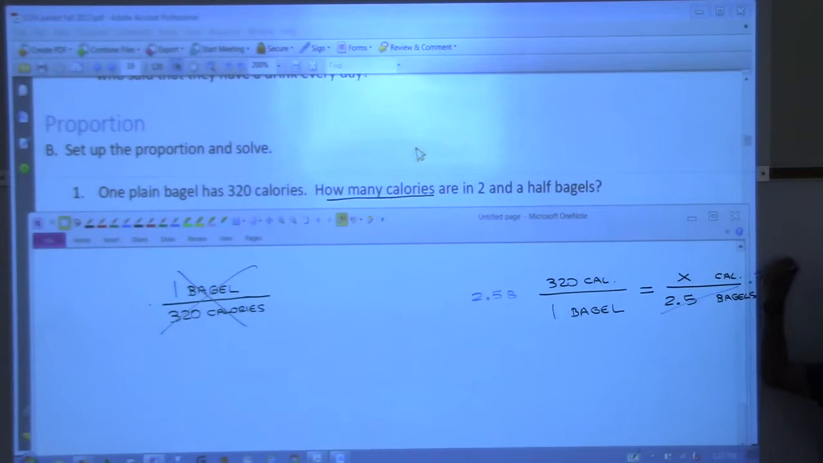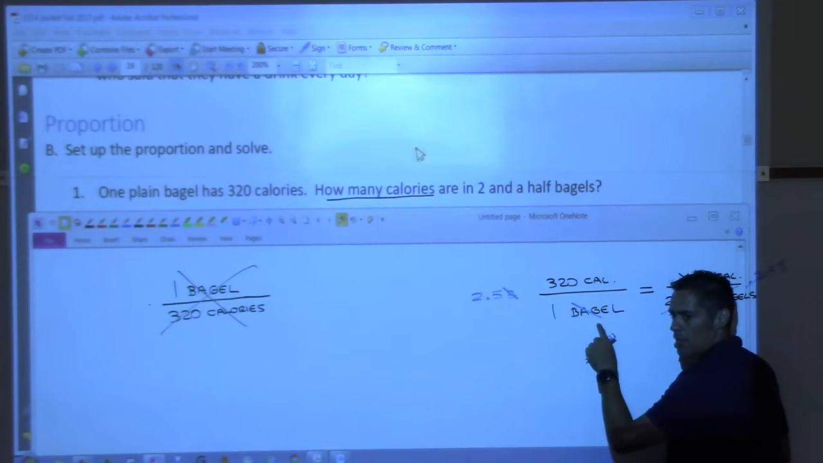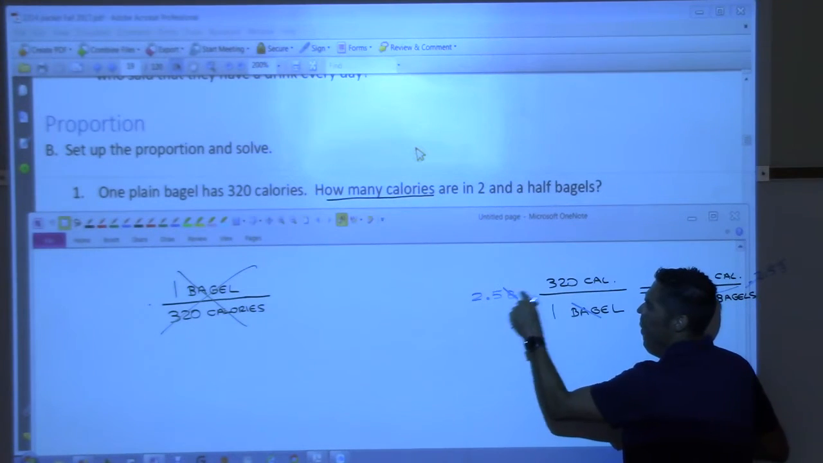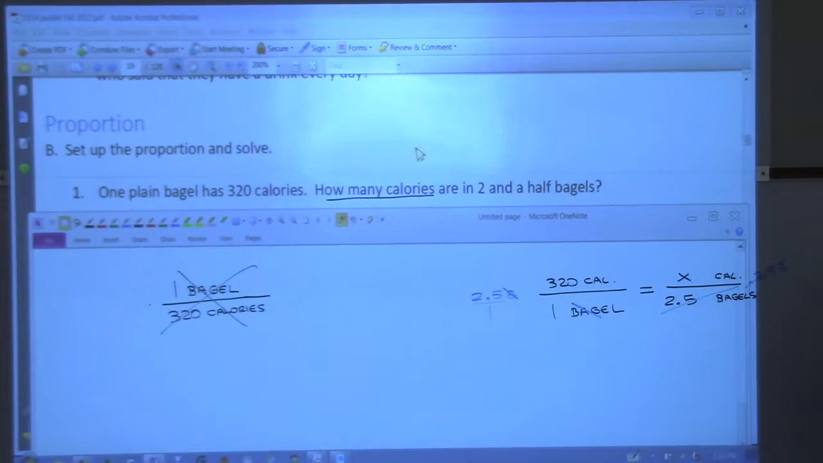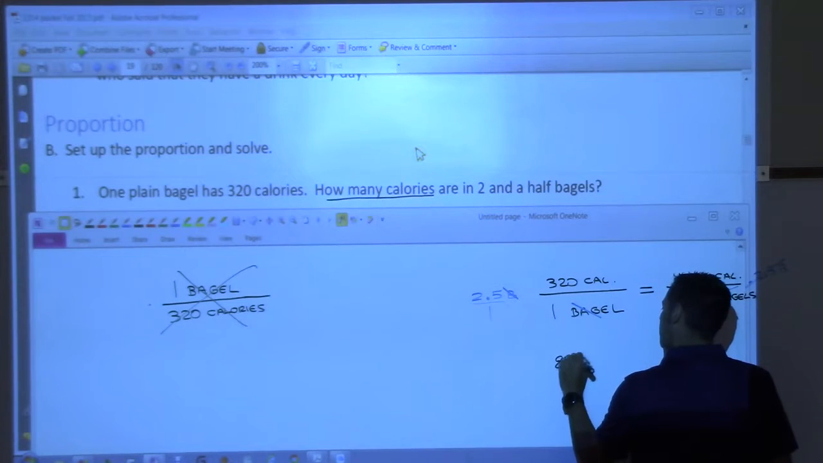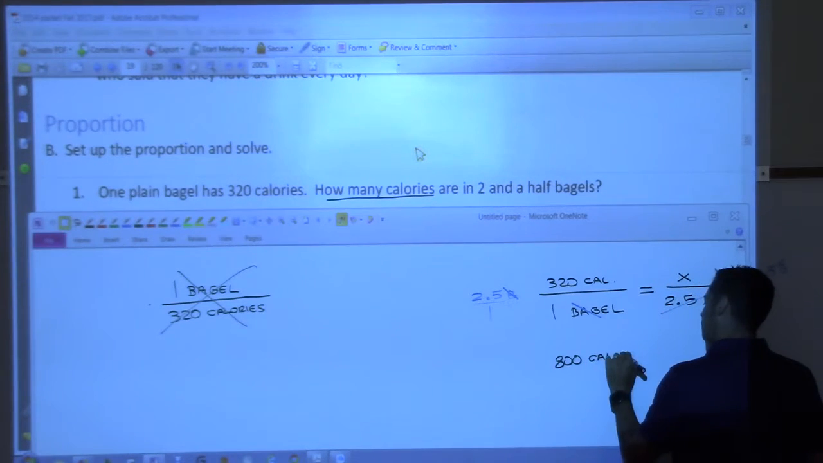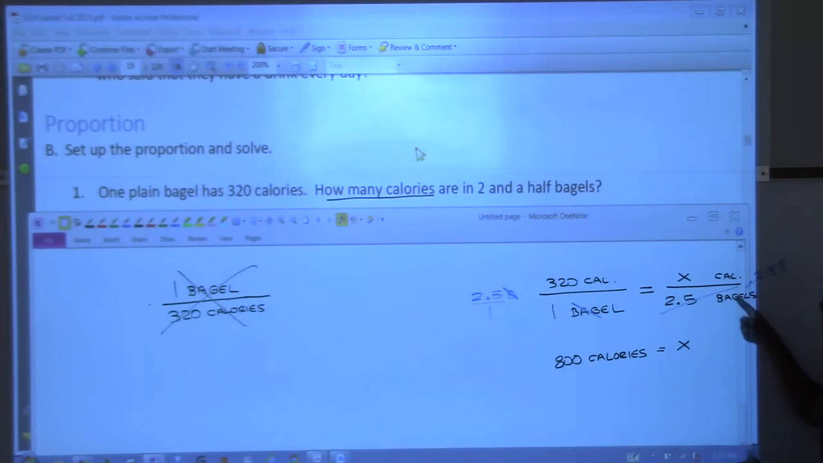Then the bagels will cancel on that side. Because I'm multiplying it, and this is dividing, the bagels will cancel here. The 2.5 and the bagels will cancel. Over here, won't the bagels cancel there? Just the unit bagel will cancel here. And I need to do 2.5, this is like a fraction, over 1. 2.5 times 320. So on your calculator or in your head, whatever. 800 even? Okay. So 800 calories is X. That's what X is.